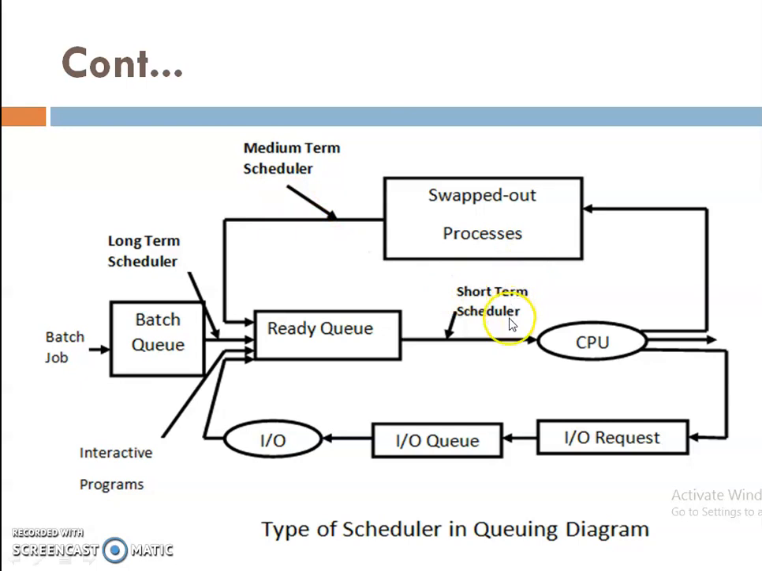Then, short-term scheduler. It is a third level scheduler. It works with ready queue. It selects the next process to be executed by CPU whenever more than one process is simultaneously in ready state.